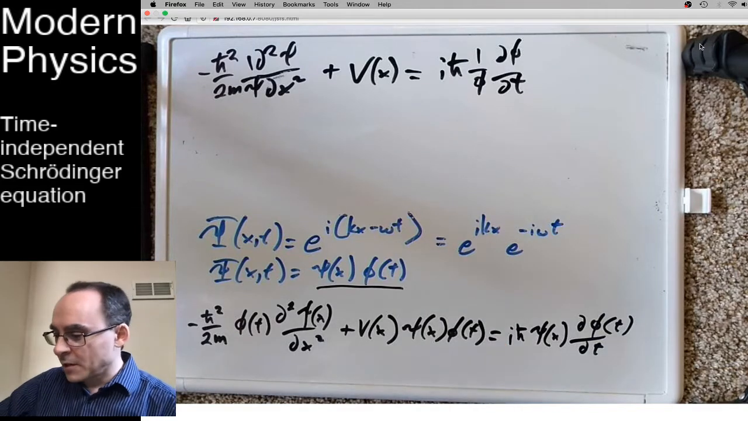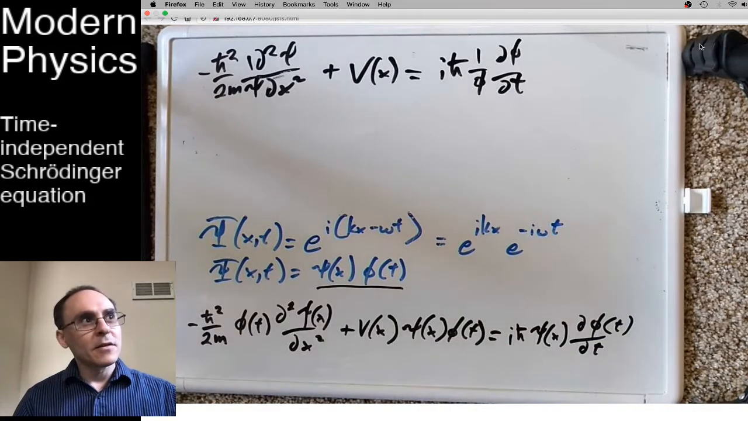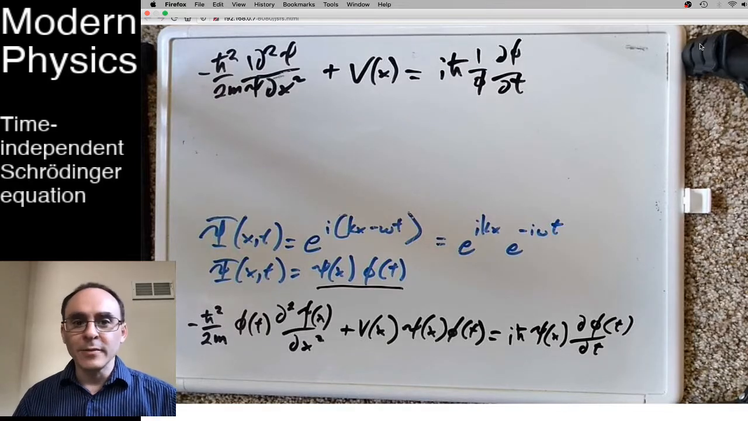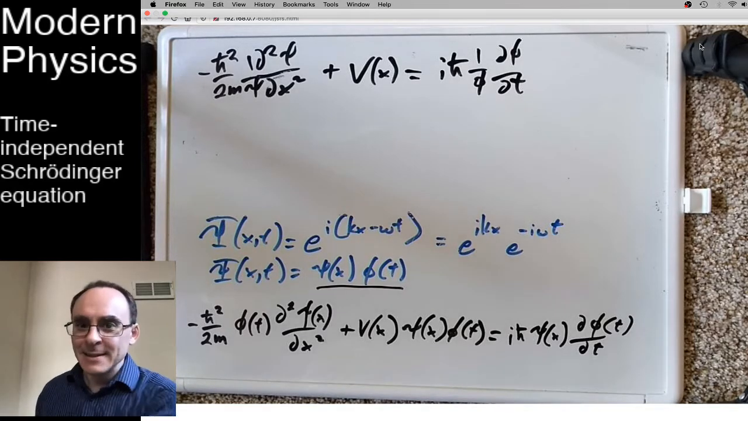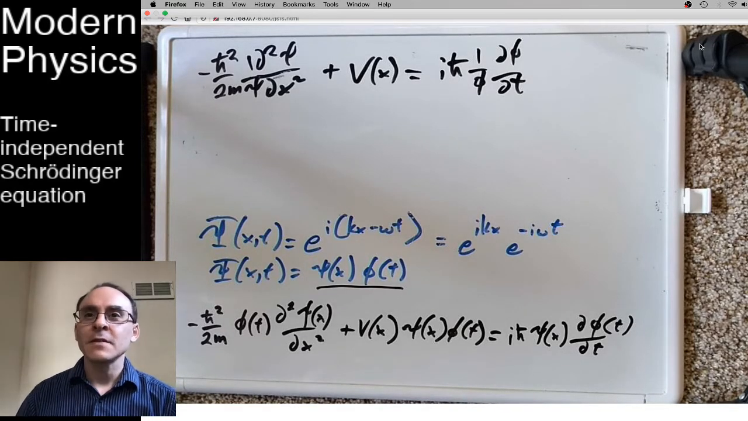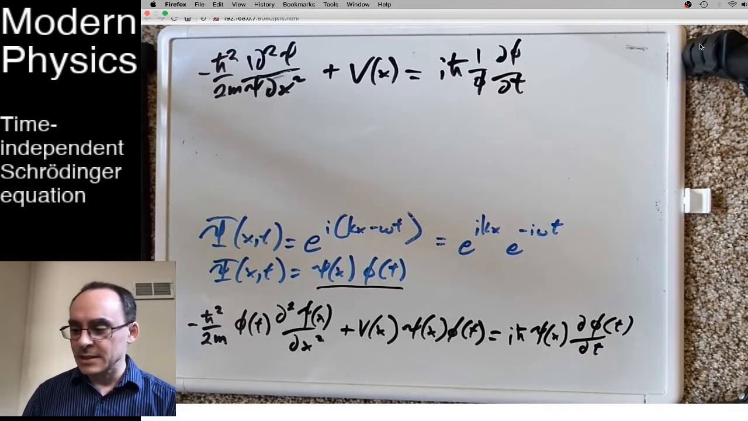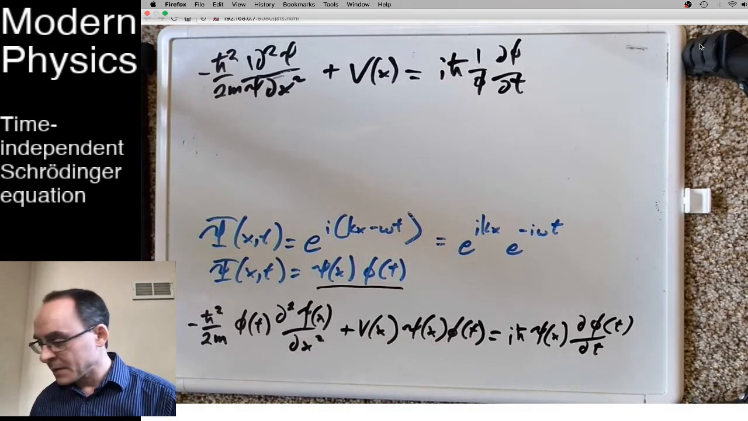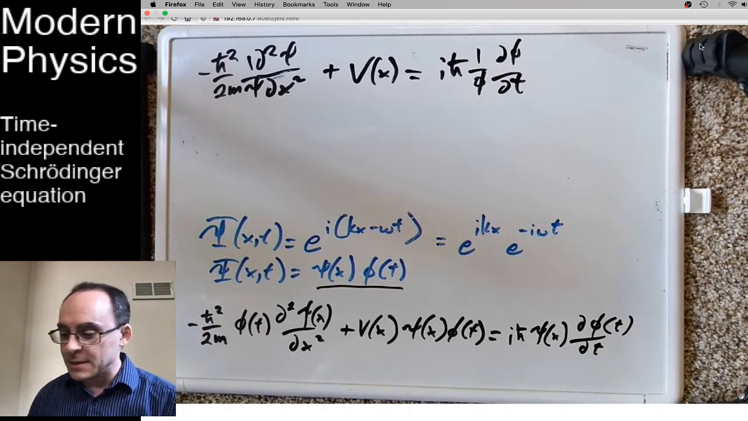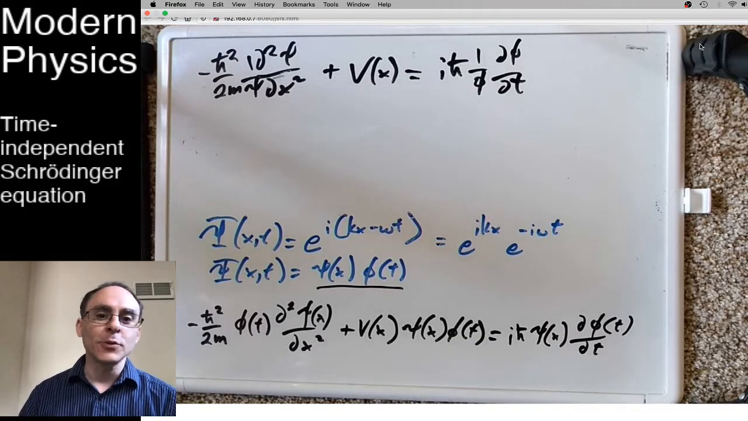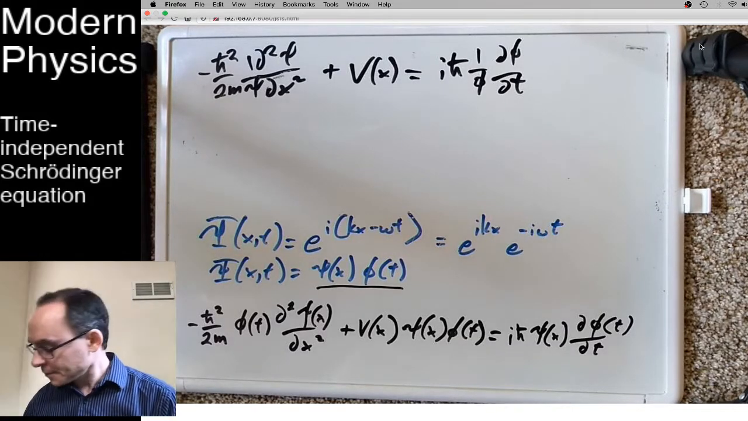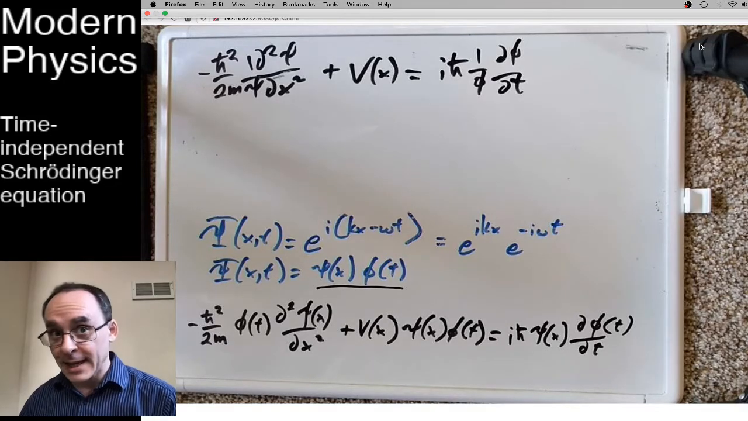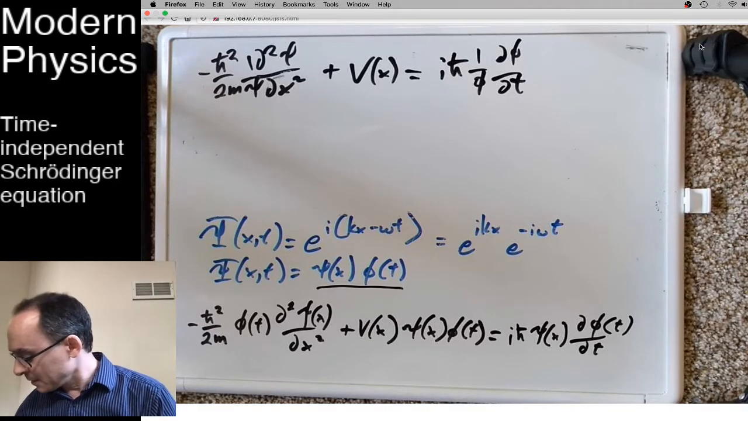So again, this is a general mathematical trick here. If I've got a function entirely of one variable equal to a function of an entirely different variable on the other side of the equation, then the only way that can be true, in general, for all values of x and t, is if each side is actually just equal to a constant. So that's the trick, and we're going to use that trick again and again and again.